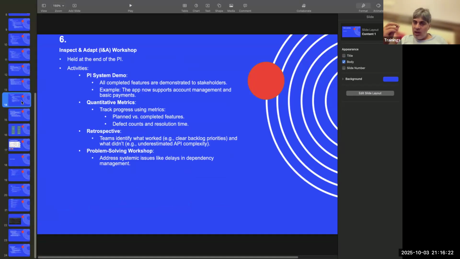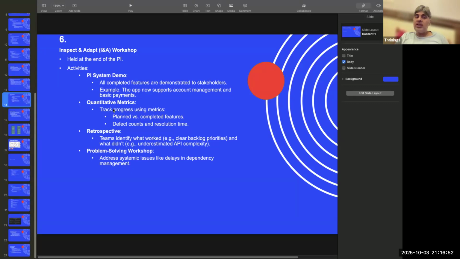Business owners might be there, architects are there, product management team is there, client representatives are there, everybody is there. And now the app supports account management and basic payments, the 2 features which we tried to deliver during this iteration. So the final system demo happens in the last week. That week is called inspect and adapt week.